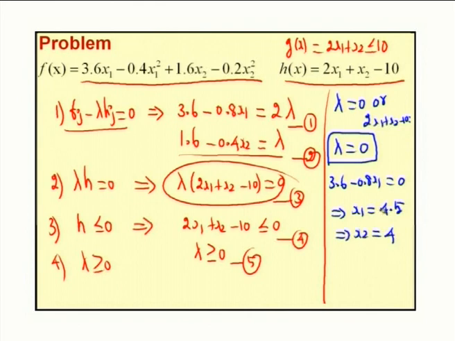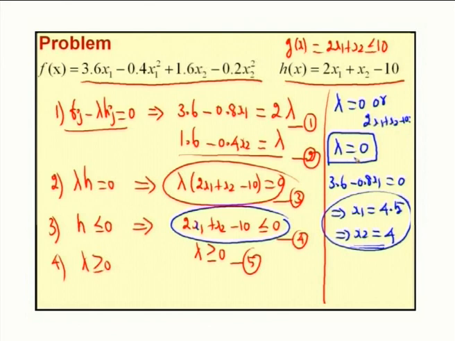Now, if we substitute this x1, x2 in equation 4, we have 2 into 4.5 which is 9, plus 4 which is 13, minus 10 which is 3, not satisfied. So, with this value of x1, x2, equation 4 is not satisfied. Therefore, this x1, x2 cannot give the optimum value of the given objective function. Therefore, we should omit this value.